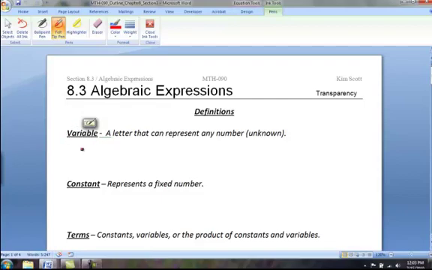The first one is variable, and a variable is just a letter that represents a number. The most common one, of course, we use is x. Y is another common one, z, but any letter here could be the variable.